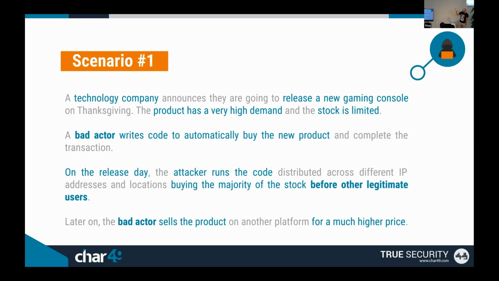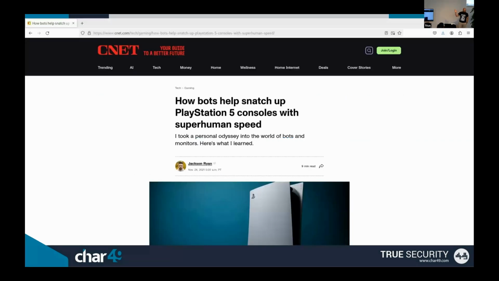So let's say you're a technology company, and you're going to release a new gaming console on Thanksgiving. This is a highly demanded product and stock is limited, like our Woody. If you put just a few lines of code together, you can create a bot. And as soon as the product appears on the landing page, I can buy them all. This scenario, which we call a tech scenario, in fact has a name. And the name is PS5.